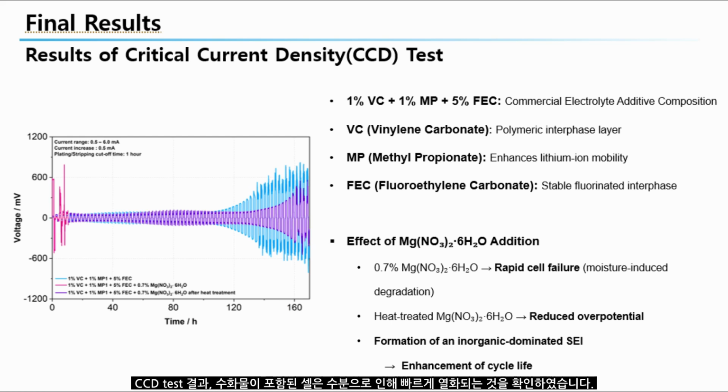CCD tests showed that cells with hydrated magnesium nitrate suffered rapid degradation due to moisture, whereas cells with anhydrous magnesium nitrate exhibited lower overpotentials and significantly longer lifetimes compared to the baseline. These results demonstrate that anhydrous magnesium nitrate helps form a robust inorganic SEI, positively impacting cycling stability.